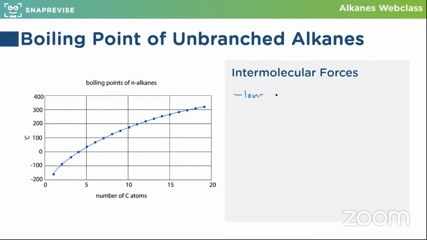So we're talking about London forces, but you may also know them as van der Waals. We can describe them as, I think somebody has said in the chat, dipole-dipole or instantaneous induced dipole forces. Very good. So these are London forces only. We don't have any other type of intermolecular force present in an unbranched alkane, or in a straight chain alkane. It's only London forces. Are London forces weak or are they strong? And therefore, how much energy is needed to overcome London forces or van der Waals forces?